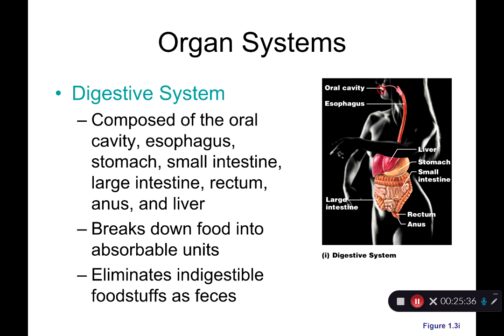So food goes in through the mouth, the oral cavity, down the esophagus, into the stomach. From there, it's going to go in through the small intestine, and then through the large intestine, which we also sometimes call the colon, and then out through the rectum and the anus. Now the only organ that's not in this pathway that I talked about is the liver. So the liver is also a really important part of your digestive system. It actually helps you break down fat.